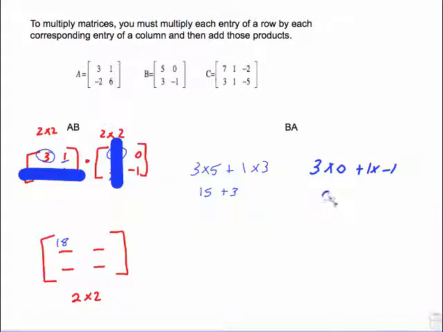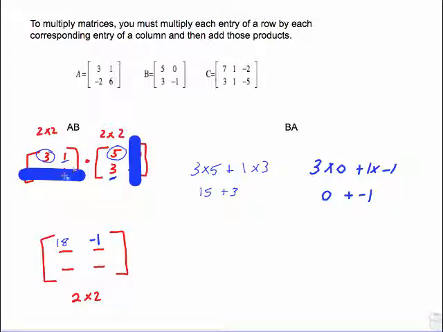3 times 0 is 0, plus 1 times -1 is -1. 0 plus -1 is -1. We are finished with the first row. Now, just another comment on this: when we did this, this was first row times first column. The answer went in the first row, first column of the answer matrix. Then when I did this, this was first row times second column. The answer went in this position, which was the first row, second column of the answer matrix.